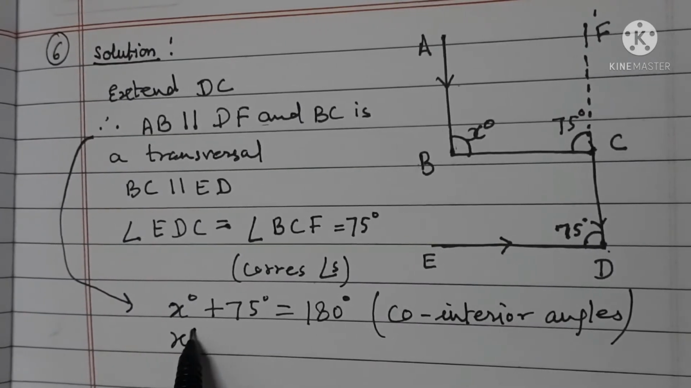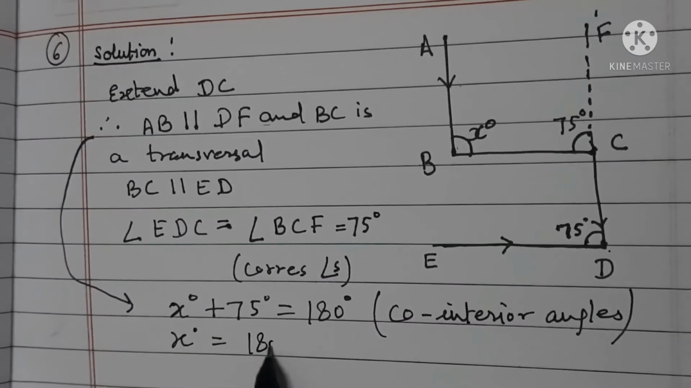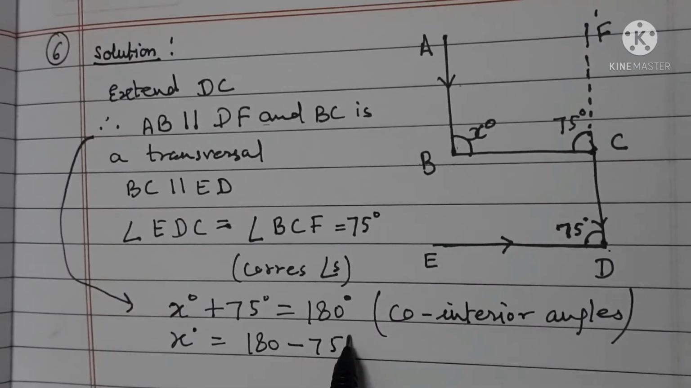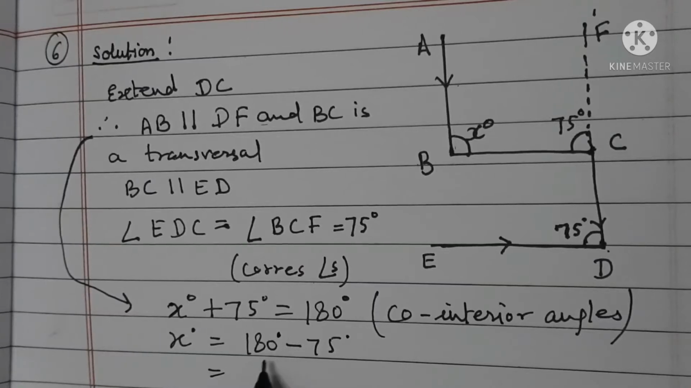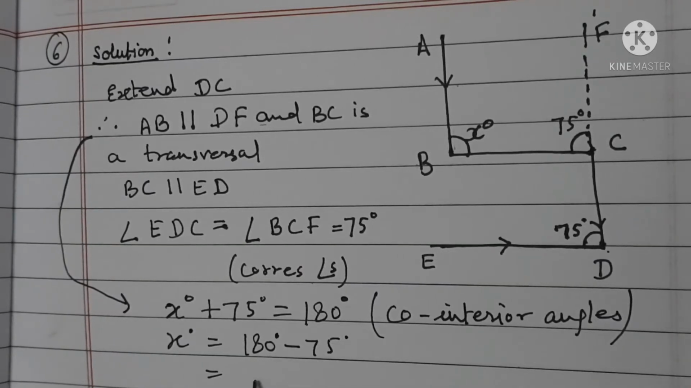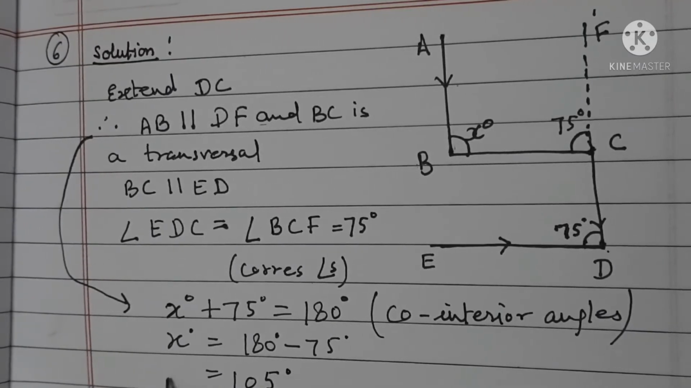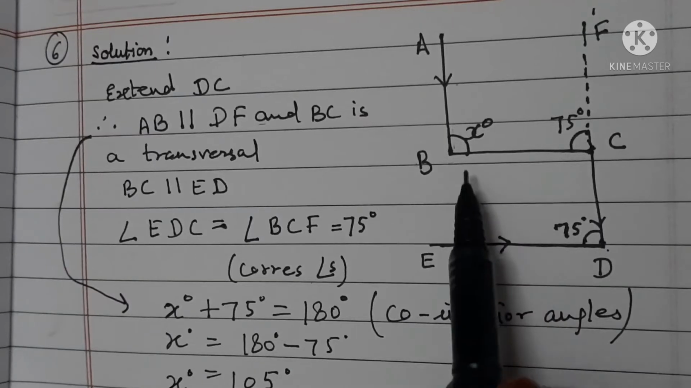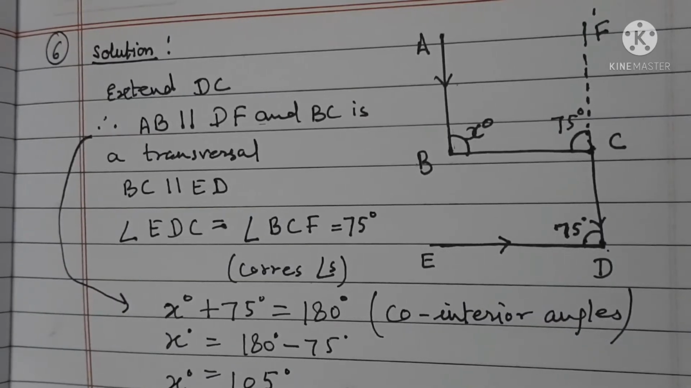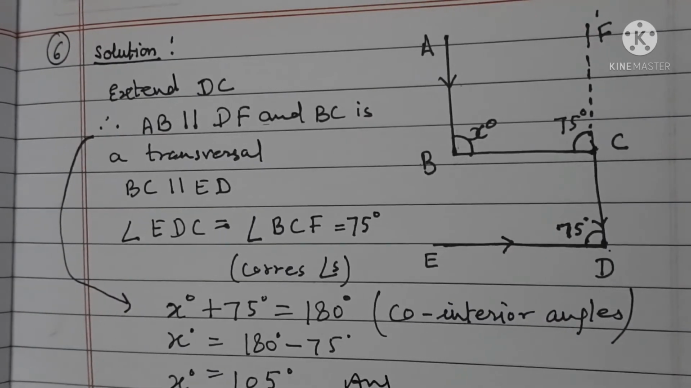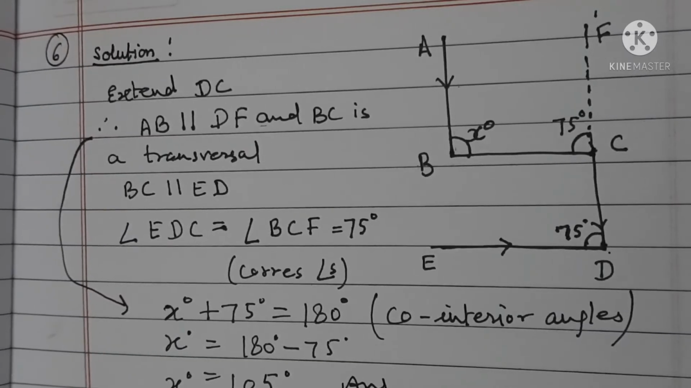Here x is equal to 180 minus 75 degree, so this will get 105. x is equal to 105 degree, which you have to find.